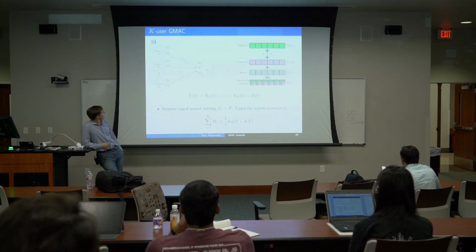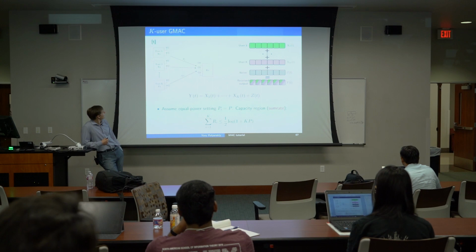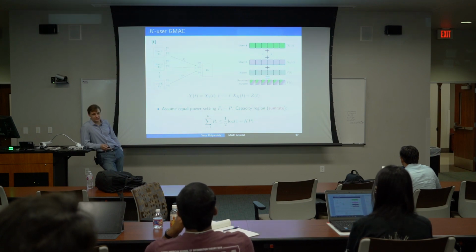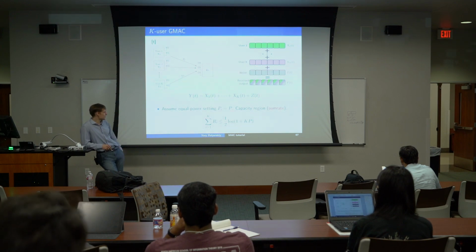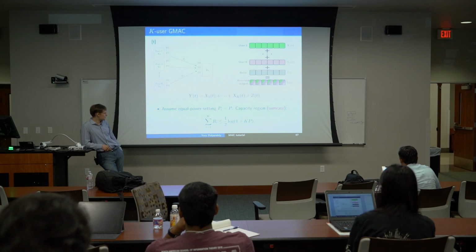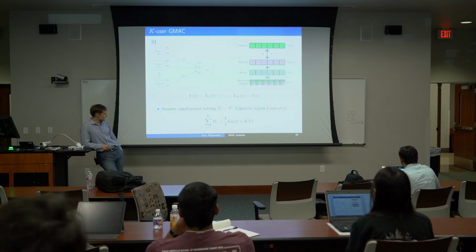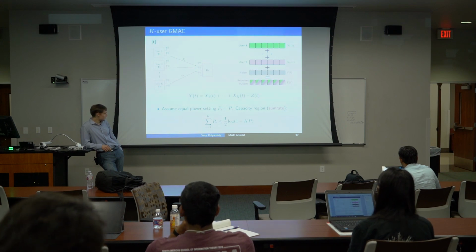Well, let's look at the k-user GMAC. Because now there are too many parameters, let's fix the powers. And also, again, in the IoT kind of mindset, all the sensors are born equal, so they're interested in the same rate and they have the same power, P. So then you can check that the sum rate is given by half log 1 plus kP.